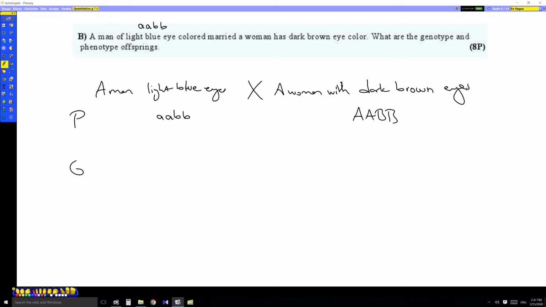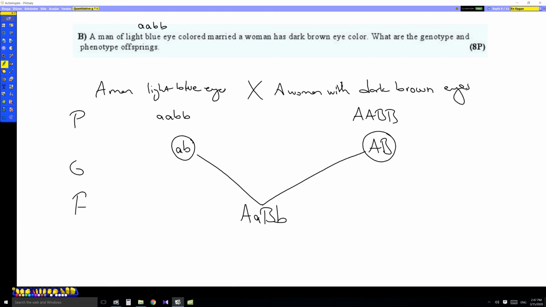They produce gametes, pure, producing one kind of gamete: A small, B small for the father, and A capital, B capital for the mother. The F genotype is formed by the union of male and female reproductive cells: A capital, A small, B capital, B small. So 100% light brown eye color. Children or offspring are produced.